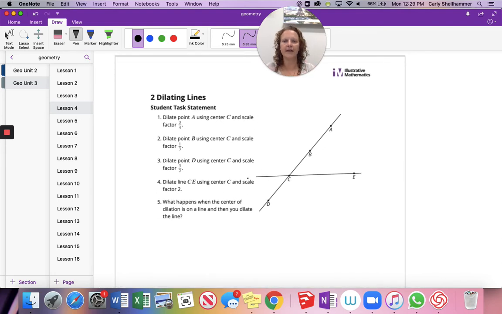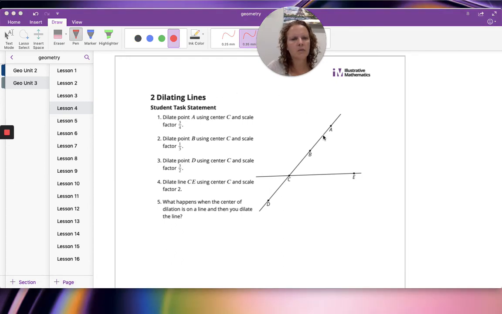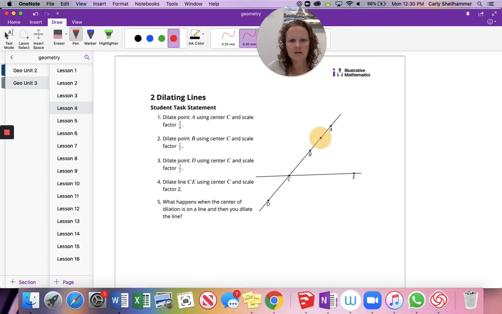Okay. All right, so let's do this. Dilate point A using center C and scale factor 3/4. Let's do a red pen. We're going to do our best. Dilate point A using center C and a scale factor of 3/4. So it's going to get closer. Hold on. So we're going to do approximate. A prime. Let's see, B, scale factor of 1/3. That's going to be pretty close to C.